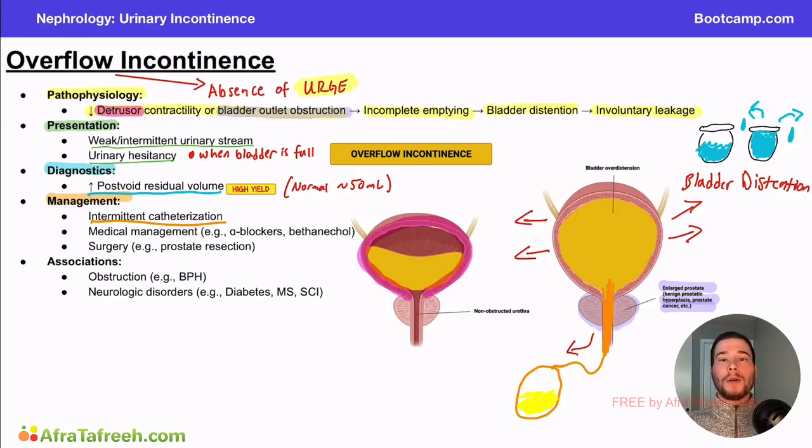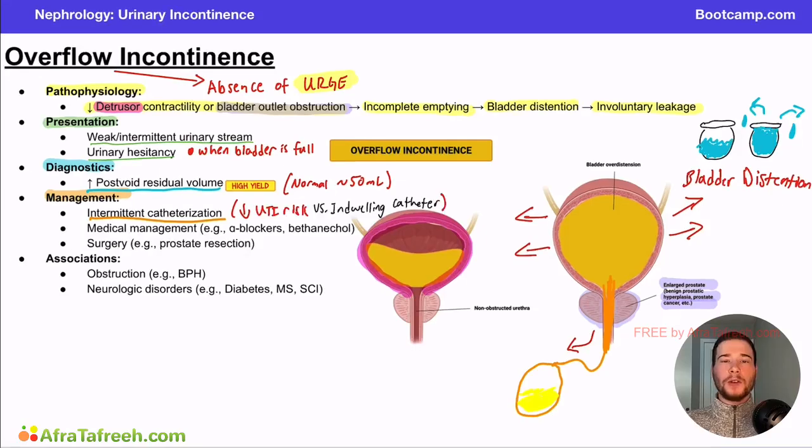And can you think about why we might use intermittent catheterization versus an indwelling catheter or one that stays in for a longer period of time? That's right. If you think about it from a clinical perspective, this actually comes with a decreased risk of urinary tract infections. Some other things we can do to help out these patients include medical management, such as alpha-1 blockers. And you remember, what is the mechanism of action of an alpha blocker?